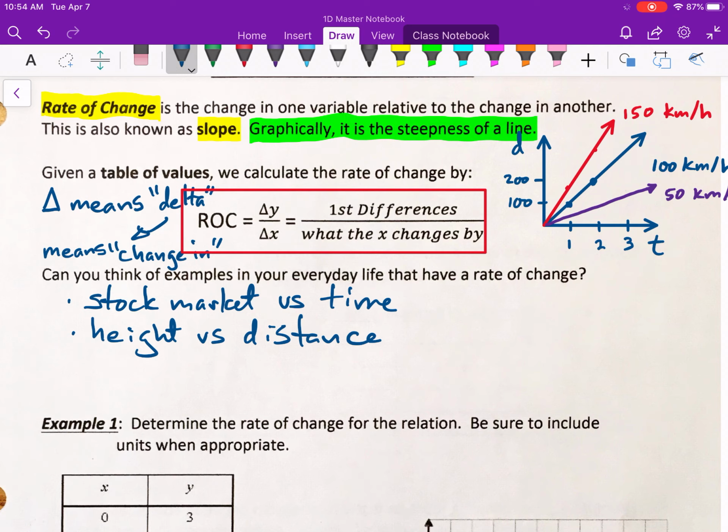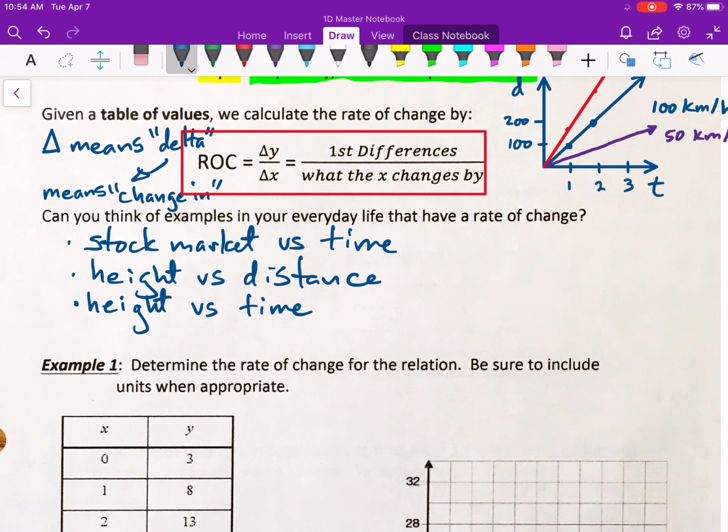Or height versus time. Imagine I've thrown a ball up in the air or something like that, or kicked a football. The height of that ball is changing as time goes on. Now, not all of these are linear. They're not all going to be constant rates of change, but they all have a rate of change associated with them. And there's all kinds of other things. Basically anything that has a relationship, if we can make up a relationship, then it's going to have a rate of change.